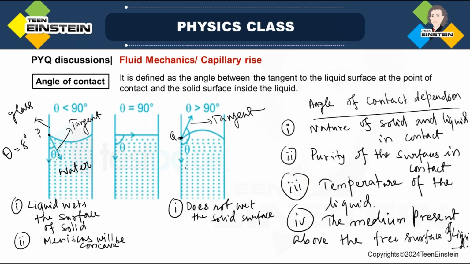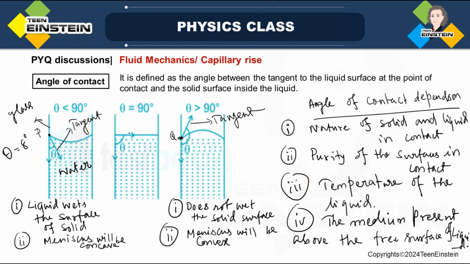In this case, actually the cohesive force is much greater than the adhesive force. That is another reason. And the second thing is that the shape of the meniscus will be convex. Okay, meniscus will be convex one.